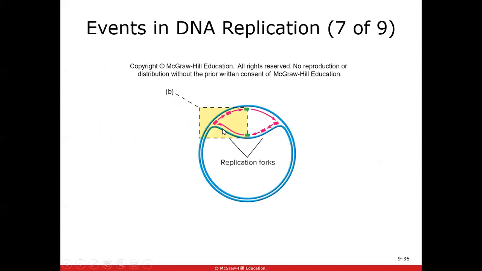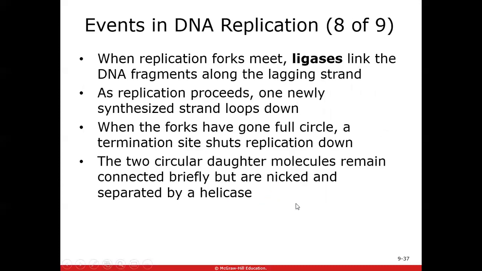So this is where it says it has two replication forks, and it actually replicates both ways, this way and that way. So when the replication forks meet, the ligases link the DNA fragments along the lagging strand. So the replication proceeds. One newly synthesized strand loops down, and when the forks have gone full circle, the termination site shuts replication down. So the two circular daughter molecules remain connected briefly, but are nicked and separated by a helicase.